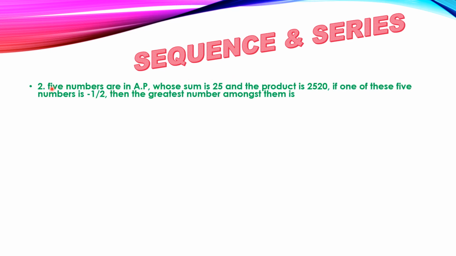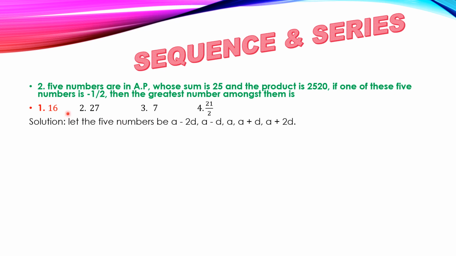Next we go to the second problem. Five numbers are in AP whose sum is 25 and the product is 2520. If one of these five numbers is -1/2, then the greatest number amongst them is... The given options are: first one is 16, second one is 27, third one is 7, and fourth one is 21/2. Now we go to the solution.